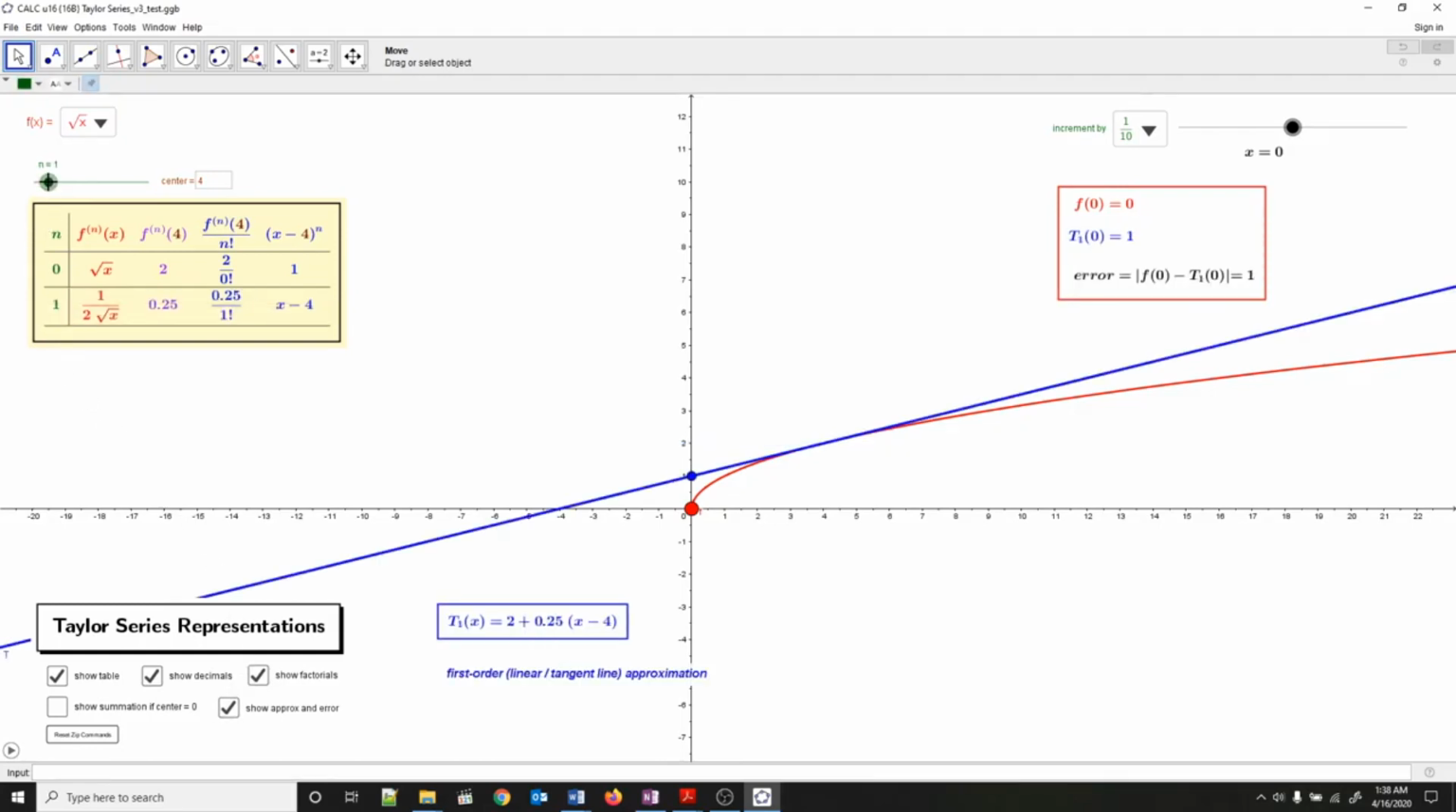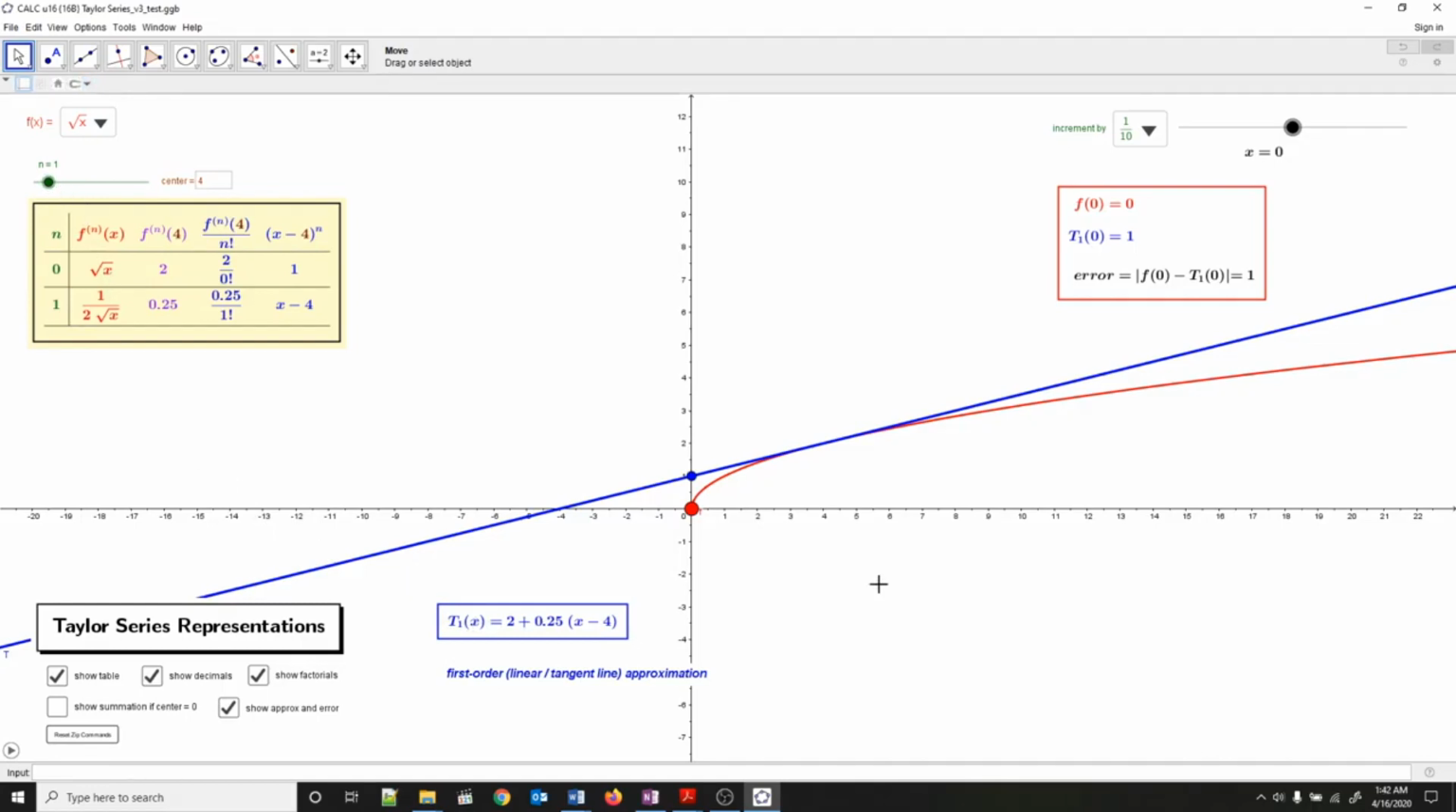Now as I move across to the first degree, or first order, I get that derivative of 1 over 2 radical x, and I can plug 4 into that where I couldn't plug 0 before. 1 over 2 times radical 4 is 1 over 2 times 2, which is 1/4, which is 0.25. And then I'll divide that by 1 factorial, and I'll come up with x minus 4. Notice down here, the way I write my linear approximation, which is the first order Taylor series, is 2 plus 0.25, or 1/4, times the quantity x minus 4.